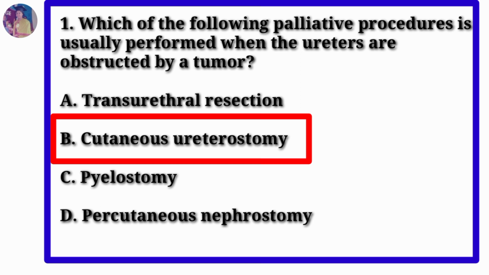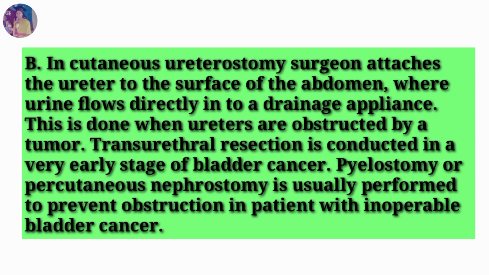Cutaneous ureterostomy. Rationale. In cutaneous ureterostomy, the surgeon attaches the ureter to the surface of the abdomen, where urine flows directly into a drainage appliance. This is done when ureters are obstructed by a tumor. Transurethral resection is conducted in a very early stage of bladder cancer. Pyelostomy or percutaneous nephrostomy is usually performed to prevent obstruction in patients with inoperable bladder cancer.